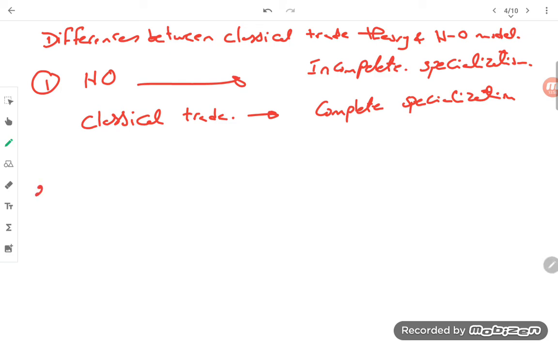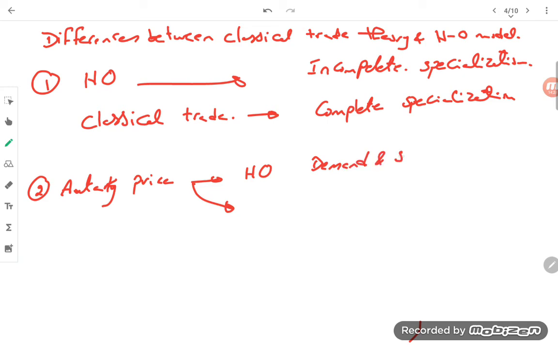Point number two, autarky price. Autarky price is the price before international trade. Autarky price in the case of the Heckscher-Ohlin model is determined by demand and supply, while in the case of the classical model, it's determined by supply alone.